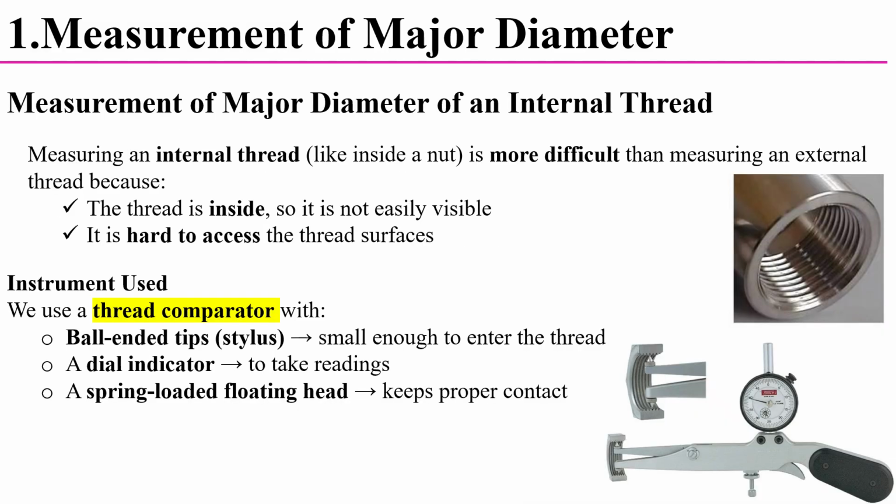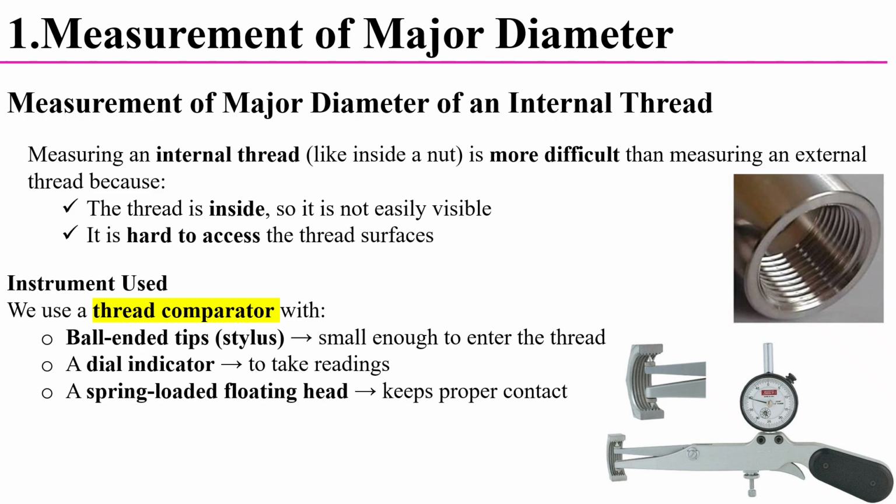Next we will discuss the measurement of major diameter of the internal thread. Previously we discussed the major diameter of the external thread by using the ordinary micrometer and the bench micrometer. Now we have to see the measurement of major diameter of the internal thread.